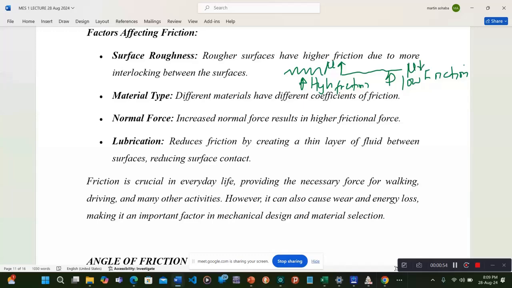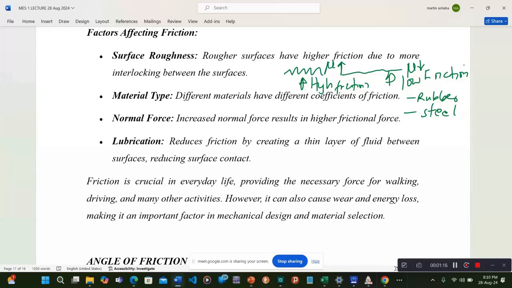Material type: different materials have different coefficients of friction. For example, rubber and maybe steel. You'll find that rubber has a high coefficient of friction and steel has a smaller coefficient of friction. Then the normal force.